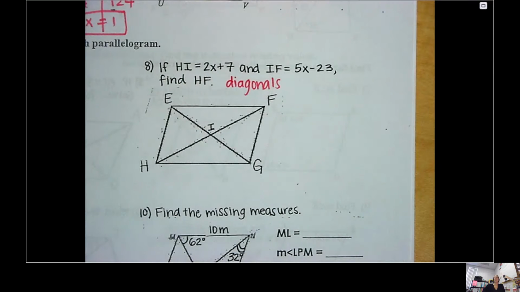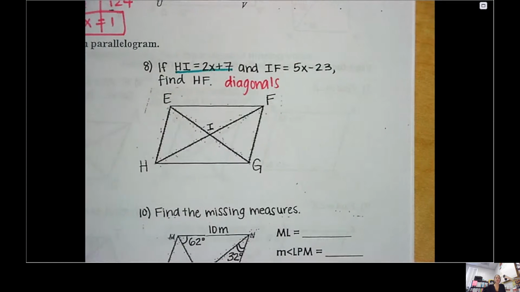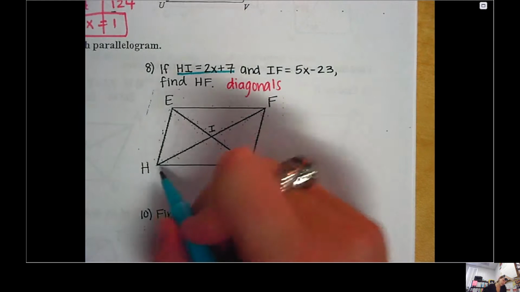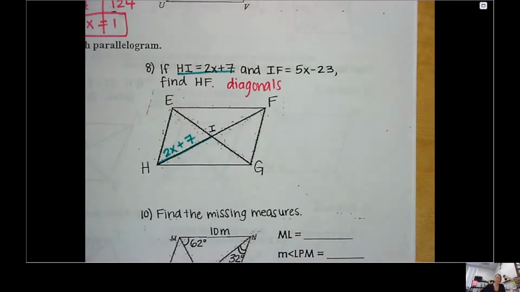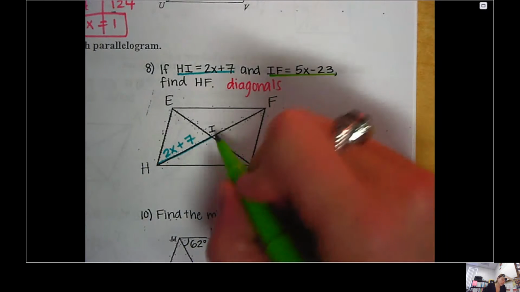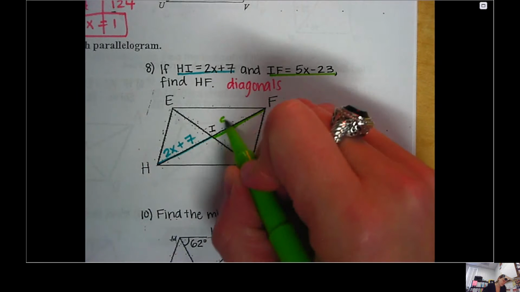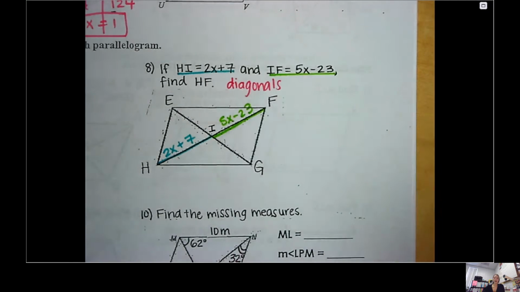Okay, here's what we're going to do. We're going to label the picture based on what's given to us. So the first thing I gave you is that HI is 2x plus 7. So on my picture, HI is right here. I'm going to put 2x plus 7. Second thing I give you is that IF is 5x minus 23. That's this piece here. Okay. Now you've got your two pieces within the diagonal.